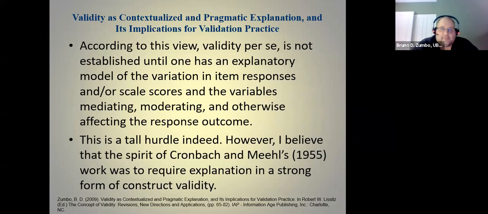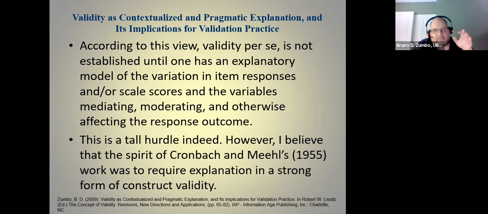According to this view, validity per se is not established until one has an explanatory model of the variation in item responses and/or scale scores, and the variables mediating, moderating, and otherwise affecting the response outcome. There's no doubt this is a tall hurdle. Indeed. However, I believe it's also in the spirit of Cronbach and Meehl's 1955 work to require explanation in what some authors would call a strong form of construct validity. To me, that is construct validity.